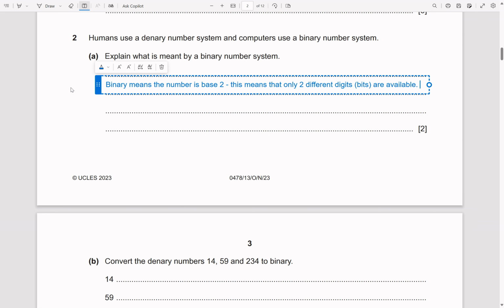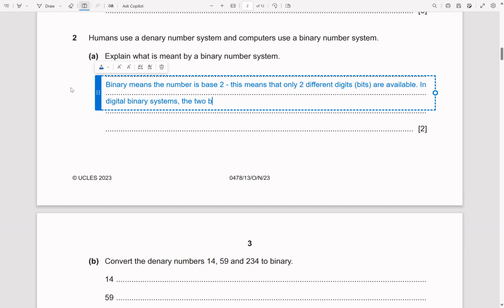And I guess we can say, usually this is 0 and 1. So let's say in digital binary systems, the 2 bits available can be thought of as being 0 or 1. Because obviously, in normal binary there would be 0 and 1, but you could equally have a binary system where the digits or the bits are A and B, or the digits are 4 and 5. But in regular binary, of course, just 0 and 1.